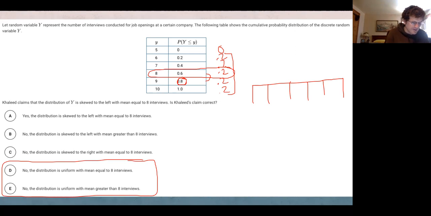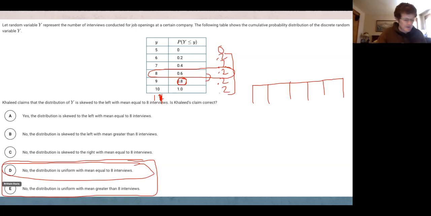If this was an odd number, let's say we had like 11 right here, sorry, and we had another probability. So if this was different, then we might even want to plug this in as a probability distribution in our lists and figure out where the mean is. You could probably figure this one out without needing to use your calculator. But if you needed to plug this in to figure out what the mean is, that's a good thing to do. So anyways, at this point, the mean is equal to 8 interviews.